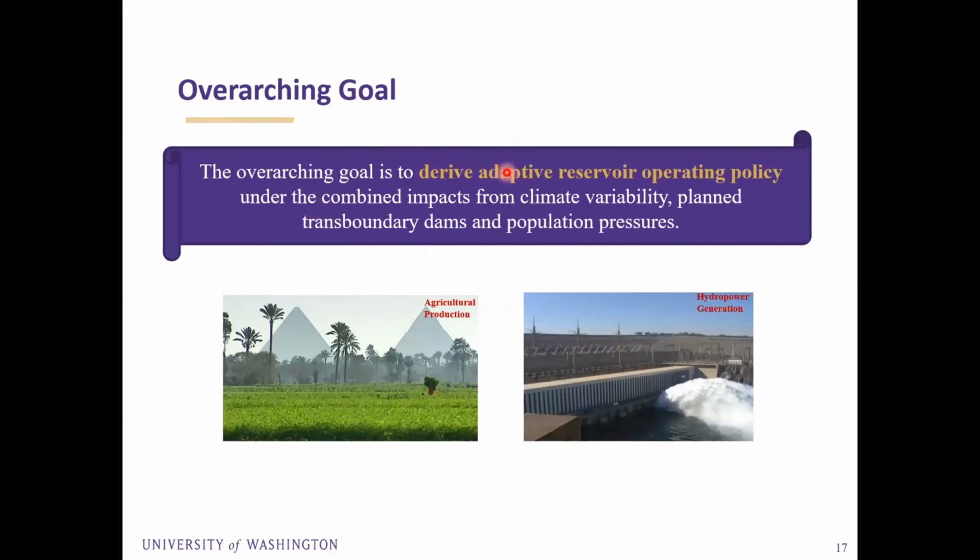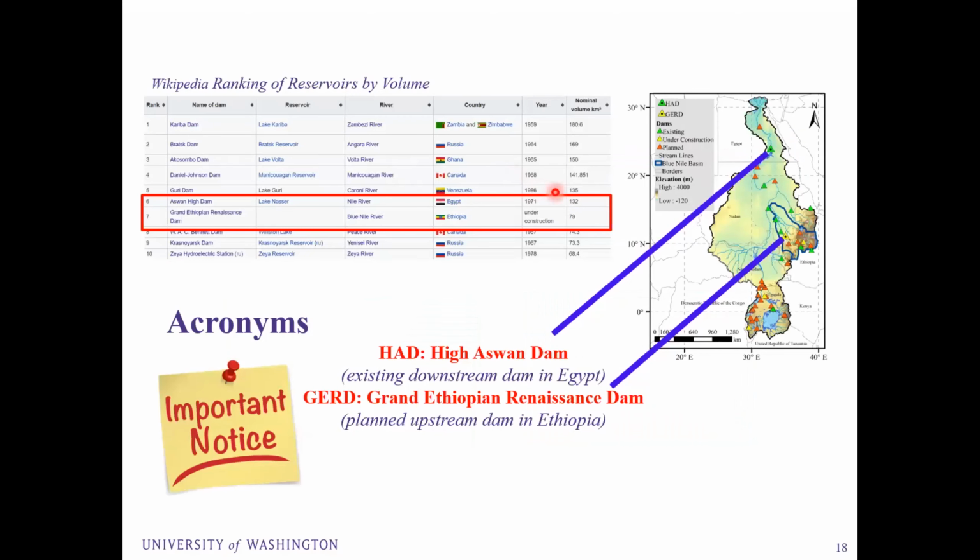So the overarching goal of my work, which is actually my PhD work, is to derive adaptive reservoir operating policy for the existing dams in the Nile Basin under these different challenges that I just mentioned in the previous slide. My focus will be on the existing dam, the High Aswan Dam in Egypt, under the challenges coming from these different factors, including the GERD, or the Grand Ethiopian Renaissance Dam in Ethiopia. Just before moving forward, to make sure you're familiar with these two acronyms, I'll be using HAD to refer to High Aswan Dam, and GERD to refer to Grand Ethiopian Renaissance Dam in Ethiopia.